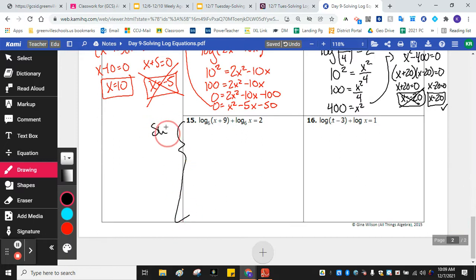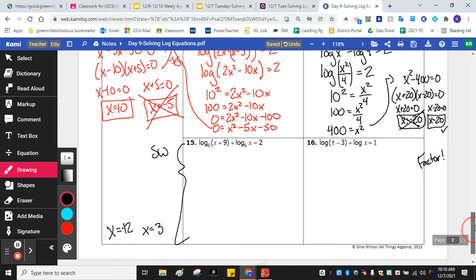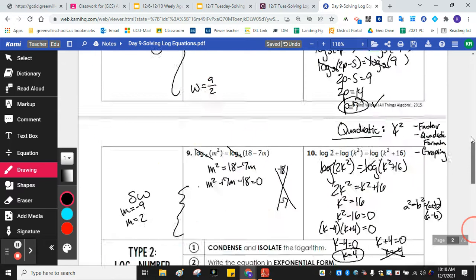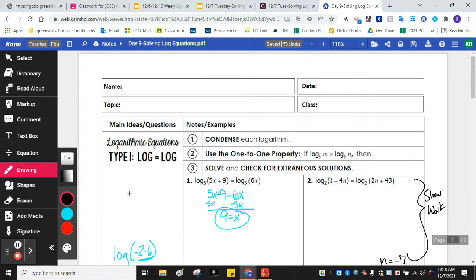Show work. x equals 12 and x equals 3. I'm sorry, negative 12. One of these doesn't work. And then this one is also factor. I want to make sure we're good with factoring, so I'm not going to give you a hint on that one. Just do your best, or talk to me about it later. But those complete it. Don't turn it in. I will get it from you later.